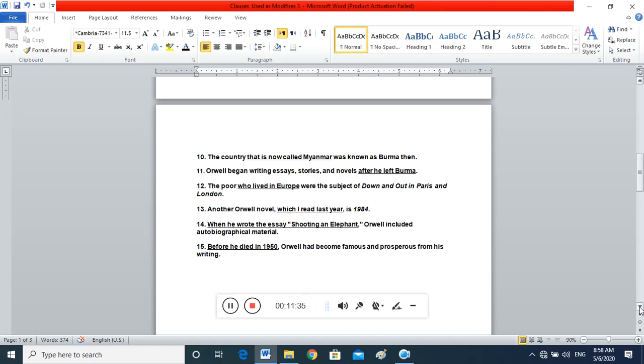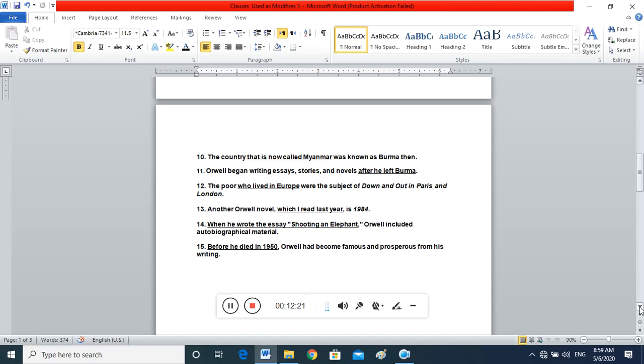The poor who lived in Europe were the subject of Down and Out in Paris and London. Yes, who lived in Europe describes, it's clear, the word the poor. And here you should know that there is a difference between poor and the poor. Poor is an adjective. The poor is a noun. Okay? So, who lived in Europe modifies the noun the poor. It acts as an adjective.